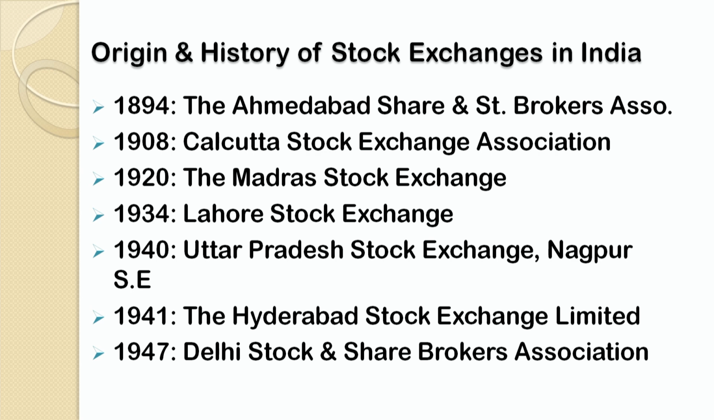In 1934, the Lahore Stock Exchange was established. All of us know that India got independence in 1947. Prior to that, Pakistan and all the regions of Bangladesh were basically a part of our country. So, in 1934, the Lahore Stock Exchange was basically established in India itself. Now, in 1940, the Uttar Pradesh Stock Exchange and the Nagpur Stock Exchange were established. In 1941, the Hyderabad Stock Exchange was established, and in 1947, the Delhi Stock and Share Brokers Association was established in our country.